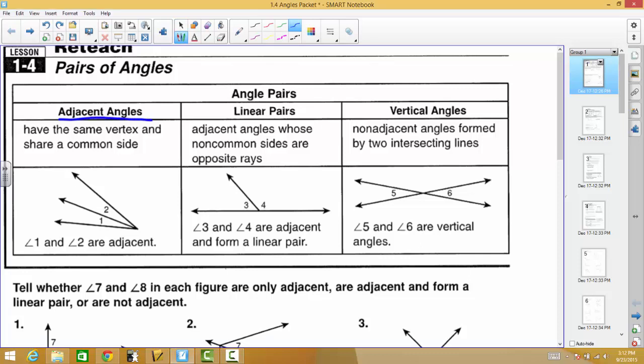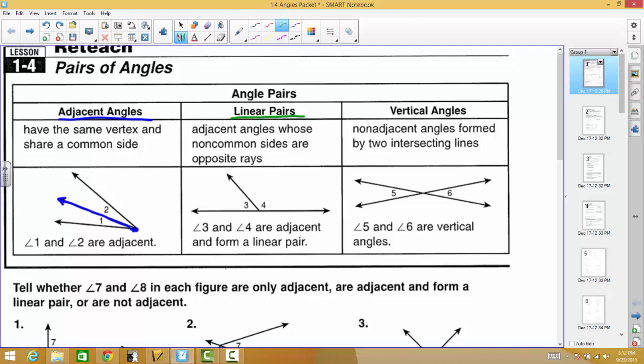Adjacent angles. They have the same vertex. A vertex is the point right here where they meet. So same vertex, and they share a common side. So this is the common side they share. Adjacent means they touch, just like a next door neighbor touches your yard.